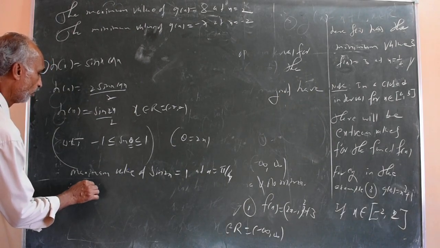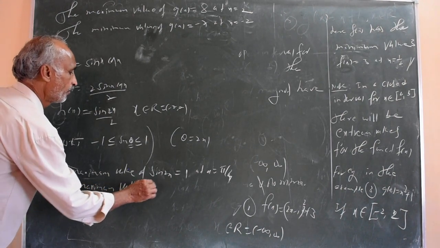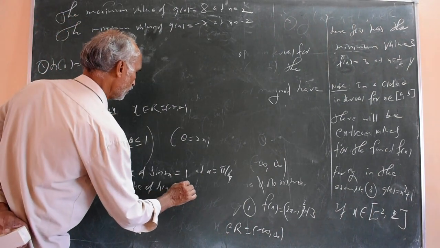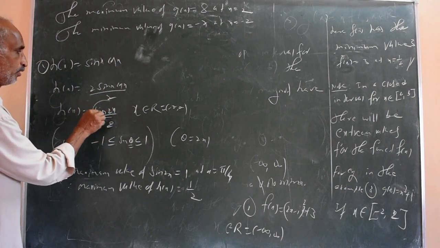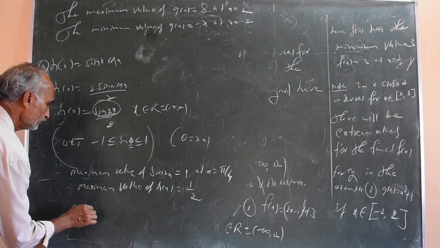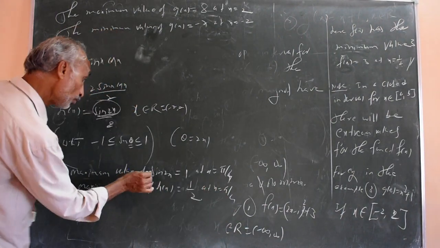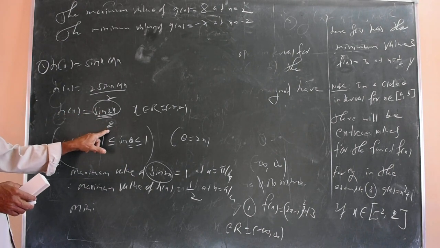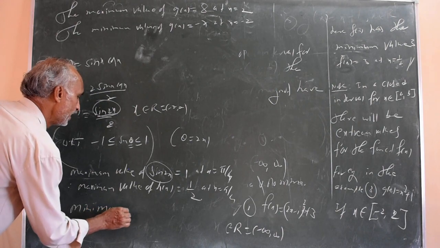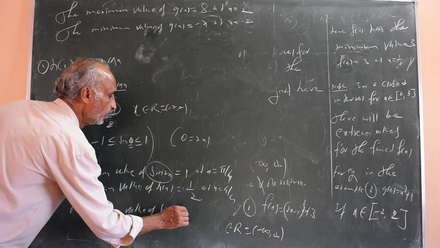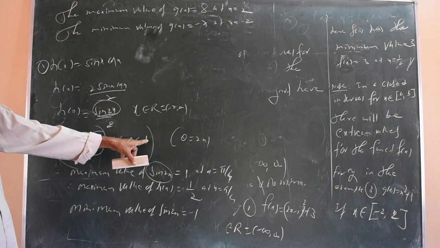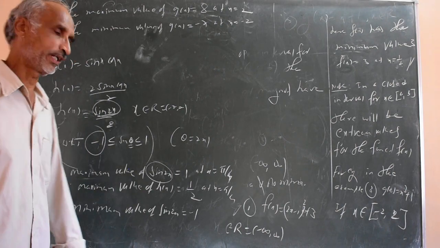Therefore, the maximum value of h of x is 1 upon 2. Its maximum value of sin 2x is 1, but upon 2 is there in the function, therefore 1 upon 2. The minimum value of sin 2x is equal to minus 1. Sin theta has minimum value minus 1, and likewise cos theta. Theta may be any angle, 2x, 3x, x, 4x, etc., or x by 2, etc.